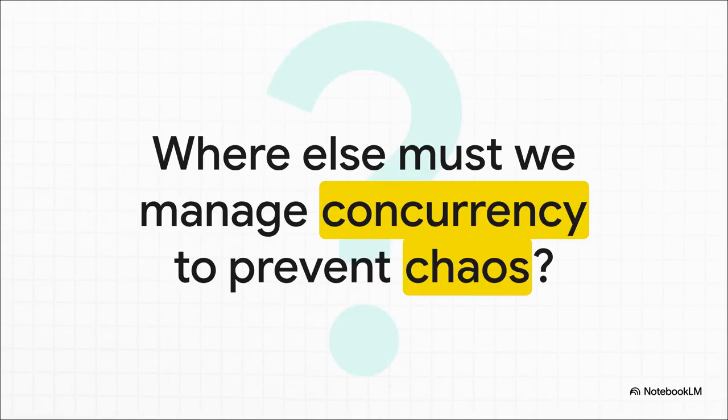And you know, this isn't just about computers. This fundamental problem of managing a ton of things happening at once to prevent chaos, it's absolutely everywhere. We're talking about air traffic control, stock market trading, you name it. It's a foundational challenge in any complex system. It really makes you wonder, what other examples of this kind of massive juggling act can you spot in the world around you?